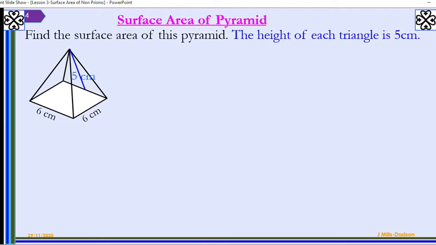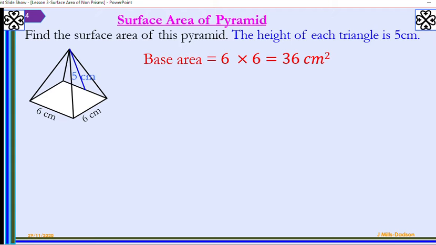Now, surface area of a pyramid. A pyramid has 5 faces. This particular pyramid has 5 faces because the base is a square and it has 4 identical triangles around it. So 5 faces. To work out the surface area, you work out the base area, the 4 identical triangles, and you add them all. So the base is 6 times 6.